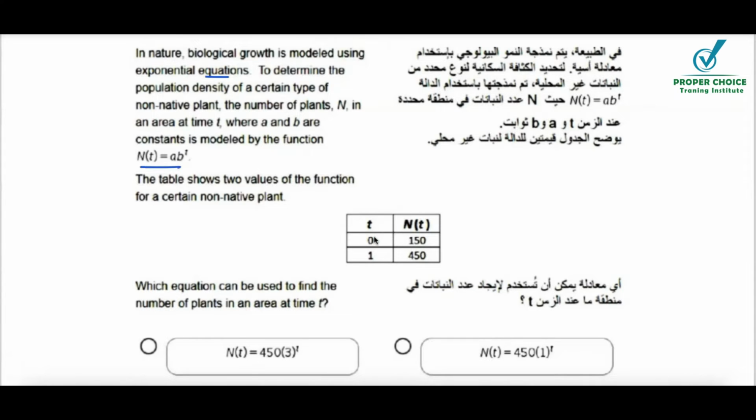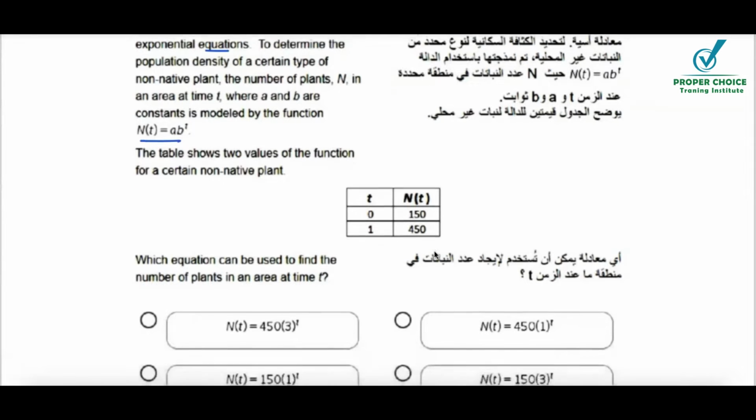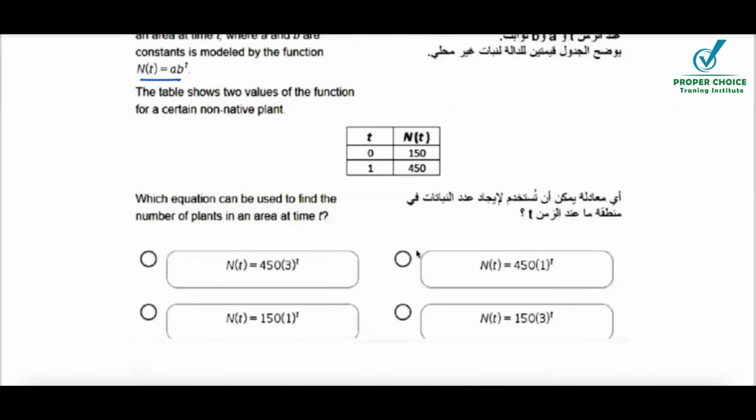What you can observe is that when the time t is 0, we have a value of 150. When the time t is 1, we get a value of 450. So referring to this table, we have to choose the right equation to predict this. They're asking which equation can be used to find the number of plants in an area at a time t. From the options given, just substitute. When you substitute t as 0, you should get 150. So this choice cannot be the answer.